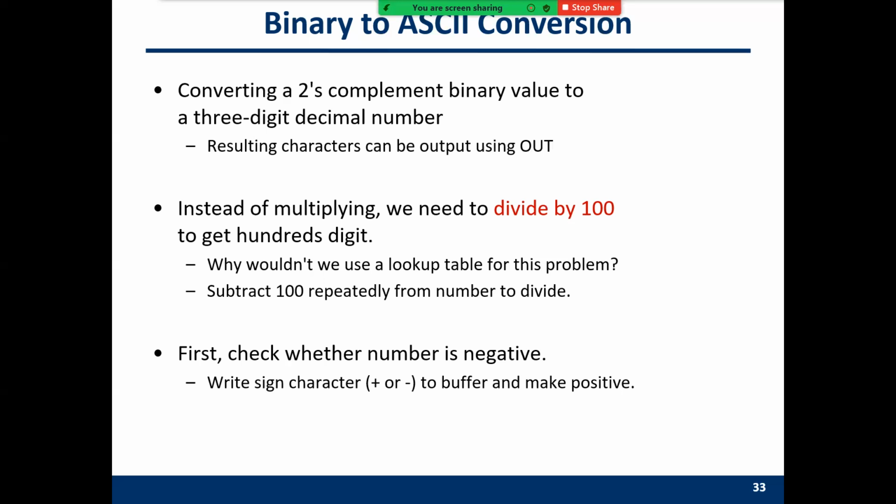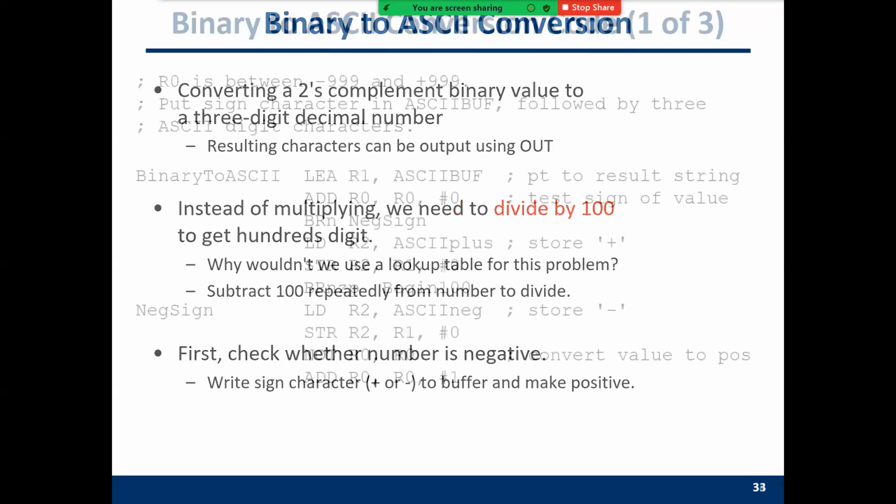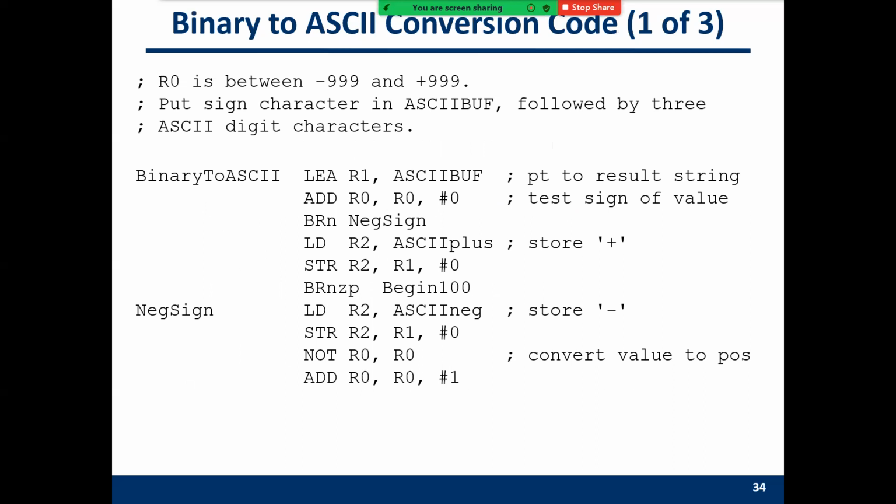So first, before the conversion, we need to check whether this number is negative. How can we do that? We just simply read the first character, whether this character is plus or minus. So this is the assembly code to test the first character. We need to load the data to R1. And then we test whether this data is plus or minus.